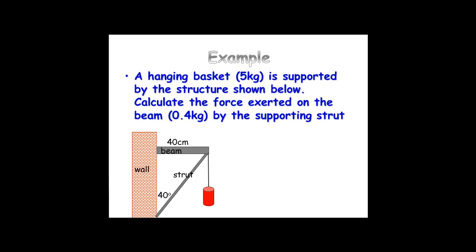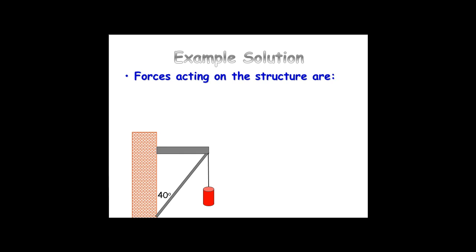Alright, let's have a look at a harder example. So this now incorporates a bar that's acting at an angle. So we've got a 5 kilogram basket supported by the structure as shown. There's a beam of 0.4 kilograms that's supported by the strut. The strut's at an angle of 40 degrees. So let's begin by adding this information to our diagram.